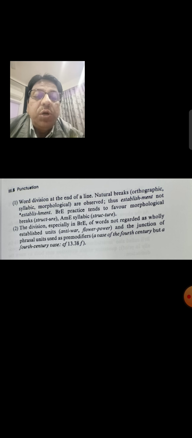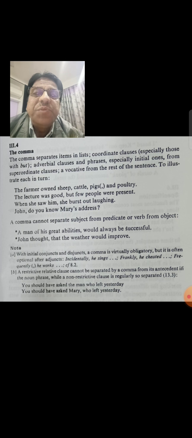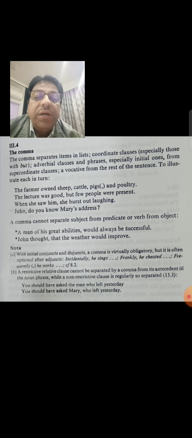Now then we talk about commas. Now comma is basically used to separate items in a list. They are used to separate coordinate clauses, especially where there is a use of but. And then initial adverbial clauses can also be separated by comma. Vocatives are separated by commas. You can see this for all these four examples here in this picture.